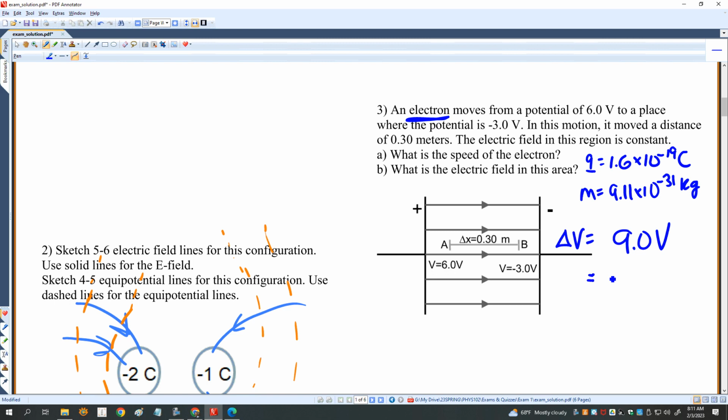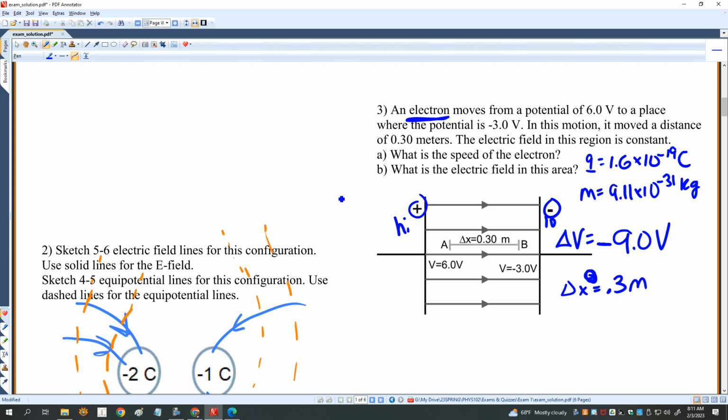Or really, it's going to be equal to a negative 9 volts because I'm going from 6 to negative 3, so I'm going from negative 3 minus 6, or a delta V of 9 volts. Anyway, and then my distance, my delta x, is equal to 0.3 meters. And I know the electric field in this region is constant. I see that it's moving from high to low potential. This is my high potential. That's my low potential. My electric field is going in that direction.